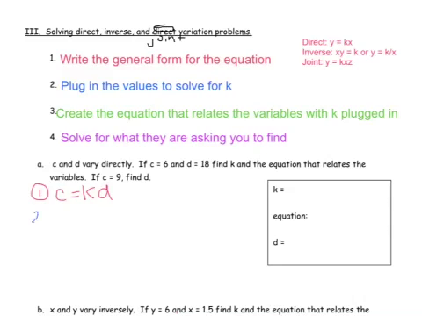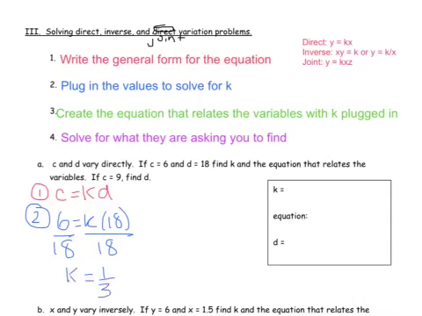Alright, the second step is to plug in the values that they gave me to solve for K. So it says if C equals 6 and D equals 18, find K and the equation that relates the variables. So plug in C is 6, D is 18. I have to do a little bit of solving here for k, so I'm going to divide by 18 on both sides. 6 over 18 reduces to 1 over 3, so I get that k is 1 over 3.